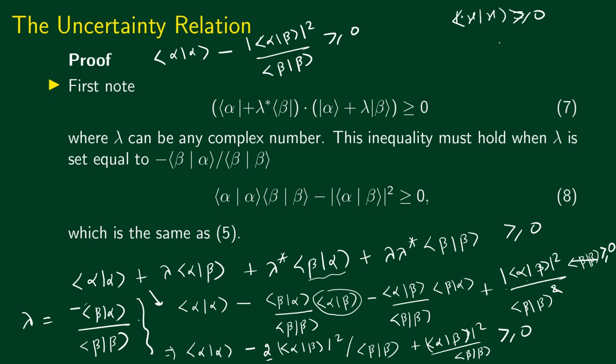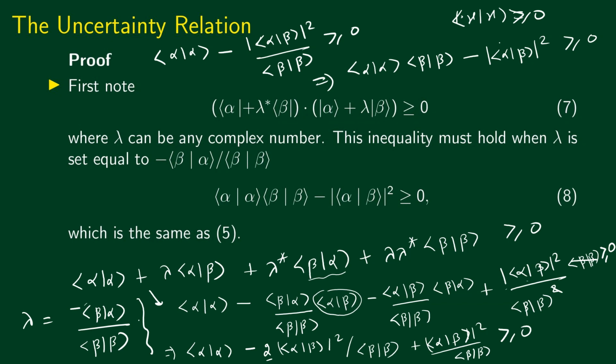It's the same thing. Now we could multiply throughout by bracket beta beta, which is a number. So you multiply throughout by bracket beta beta and you will get bracket alpha alpha multiplied by bracket beta beta. This term when I multiply with bracket beta beta will cancel and I get minus modulus bra alpha ket beta square. This is greater than or equal to 0. This is exactly the relation that we wanted to prove.